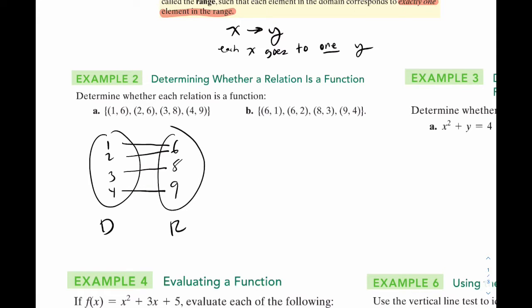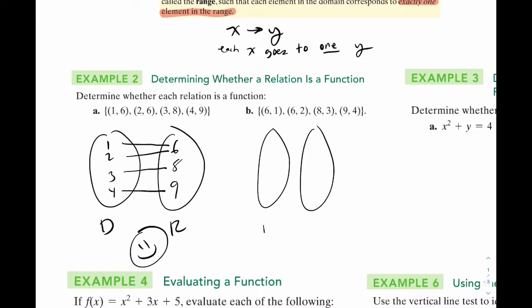So 1 goes to 6, 2 goes to 6, 3 goes to 8, 4 goes to 9. The question is, does this follow this rule? Does every x go to one y? And the answer is yes. Every x is going to one y. It doesn't matter that these two go to the same y. As long as each x goes to one of them, you're okay. So this is a function. We'll put a happy face right there.